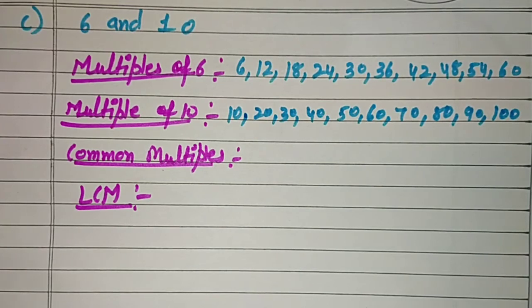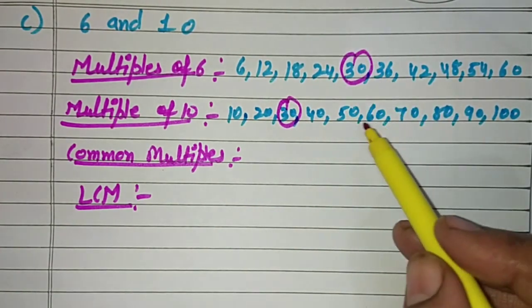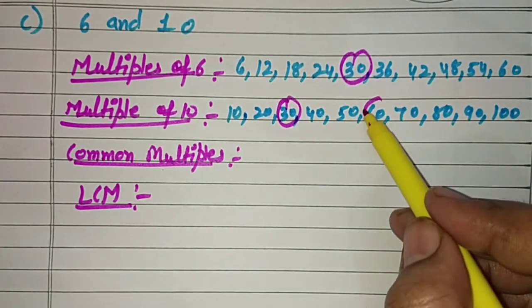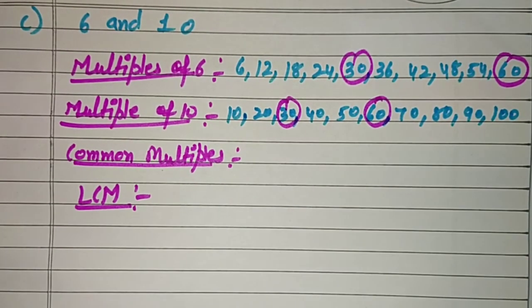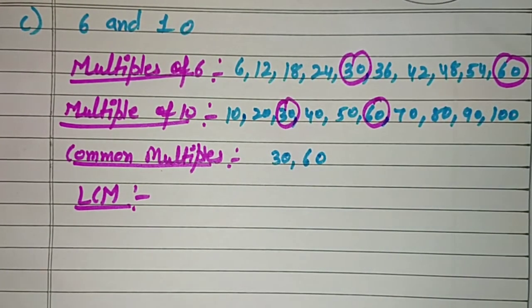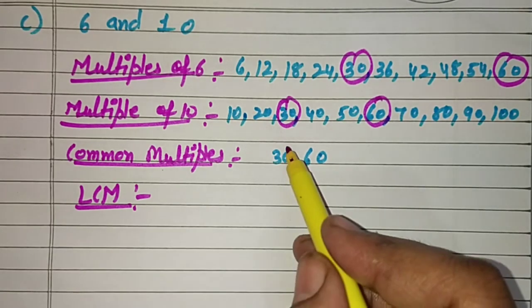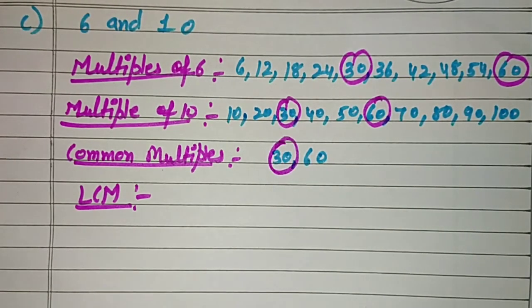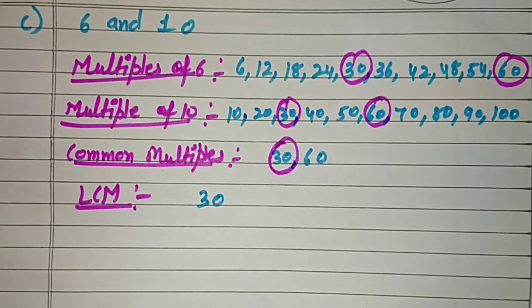Now I need to find the common multiples out of these. So I can see 30 is the common one, right? After 30, I can see 60, right? So the common multiples here are 30 and 60. And out of that, which one is the least common multiple? Yes, I can see the least one is 30. So the LCM of 6 and 10 will be 30 only.